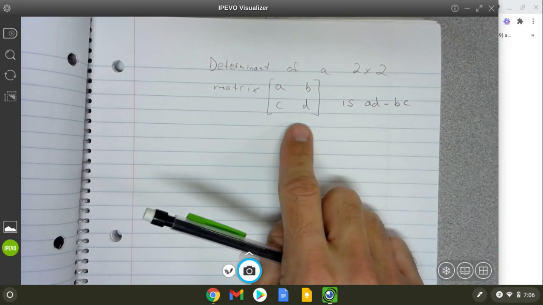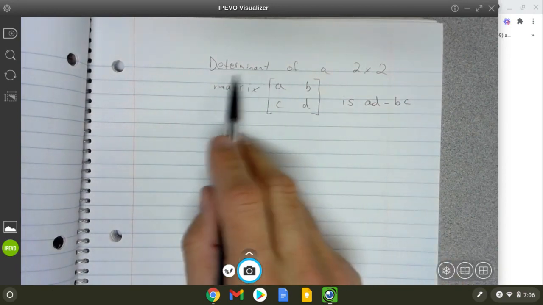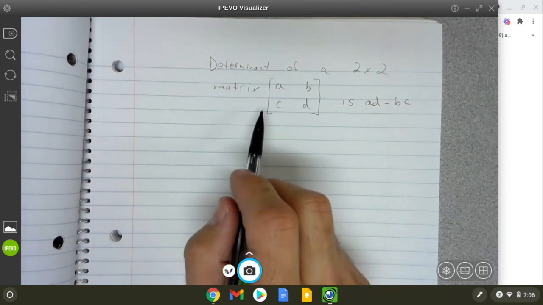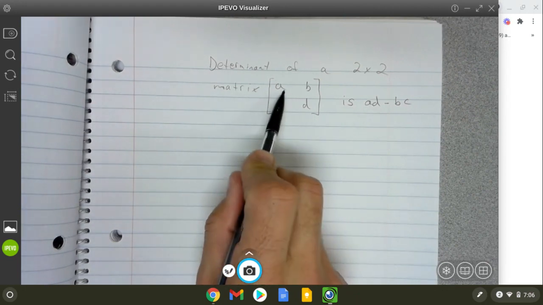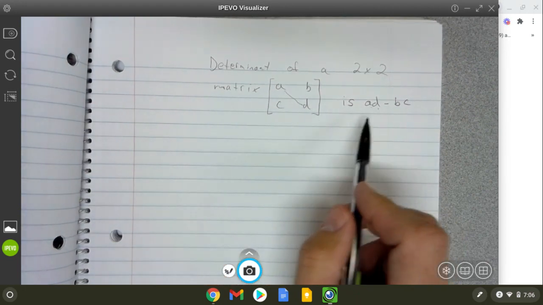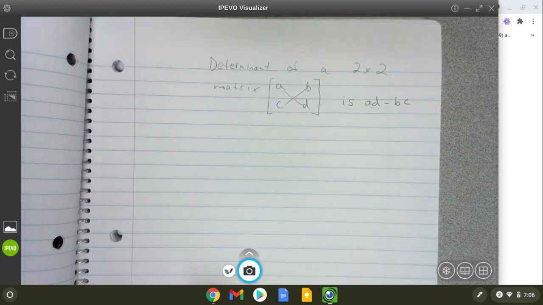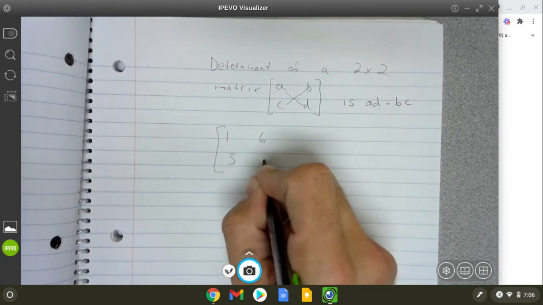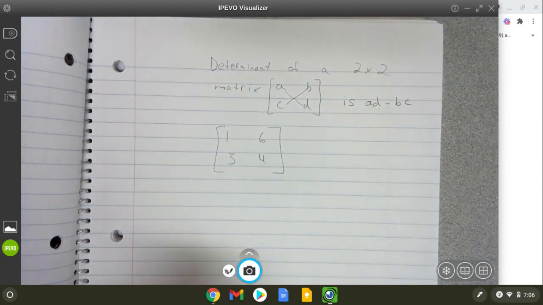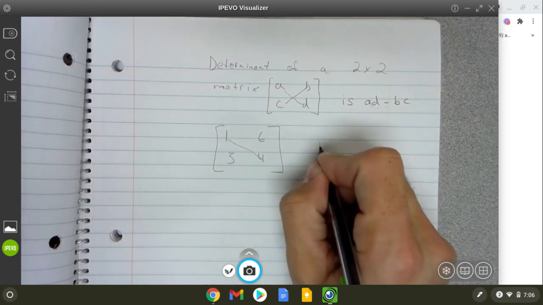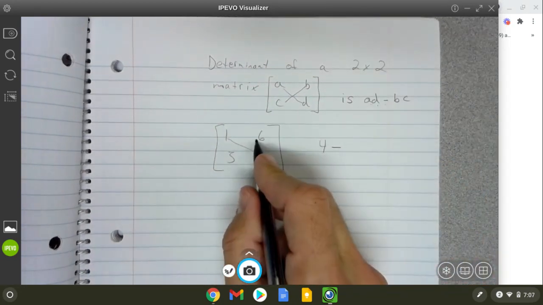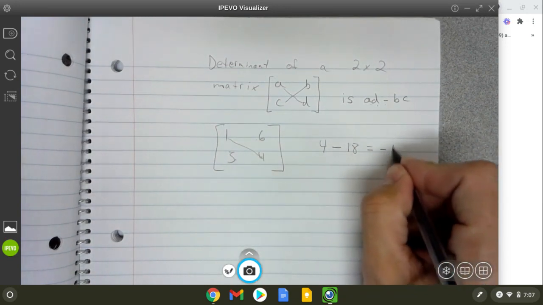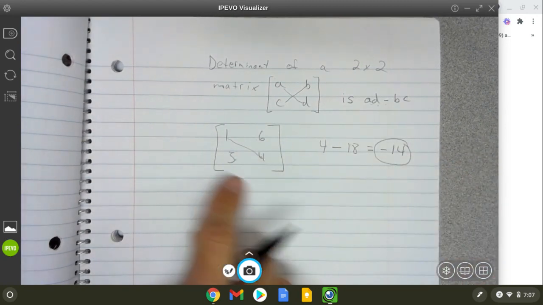determinant of a 2x2 matrix. The determinant is a tool to determine if a system can be solved. So what we do is we multiply these two numbers, AD, and then we subtract B times C. So let's say you had matrix 1, 6, 3, 4. You would do 1 times 4, which is 4, and then minus 6 times 3, that's 18. So the determinant comes out to be negative 14.